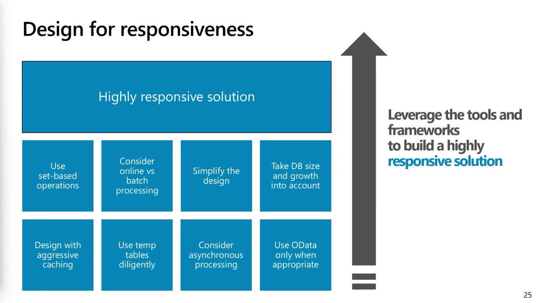Consider asynchronous processing. When there is work that could be performed in parallel without holding the user waiting, use asynchronous processing. Use OData when appropriate. We see a lot of misuse of OData leading to critical performance issues and some unsatisfied Dynamics 365 users. This is also the reason why we introduced service protection limits and priority-based throttling.